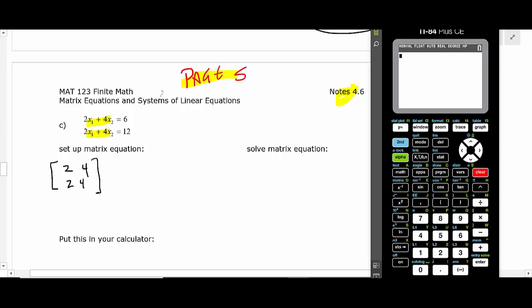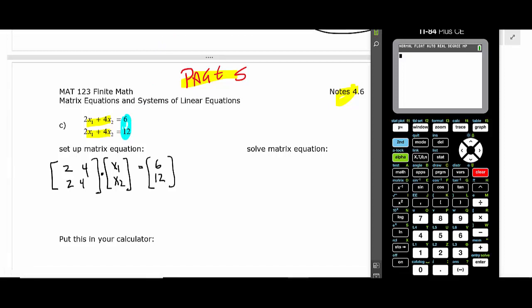Then what you do is you do a variable matrix. So next to that you would have x1 and x2. Okay, and you're multiplying those two things together like that. Okay, then what you're going to have is what they're equal to. So what they're equal to is 6 and 12 like that. So if I want you to put together a matrix equation, that's what I mean by that.